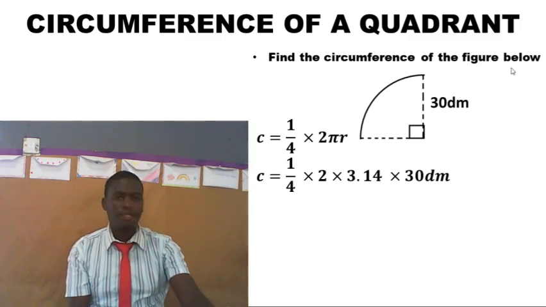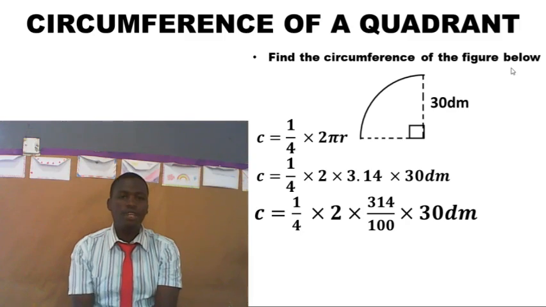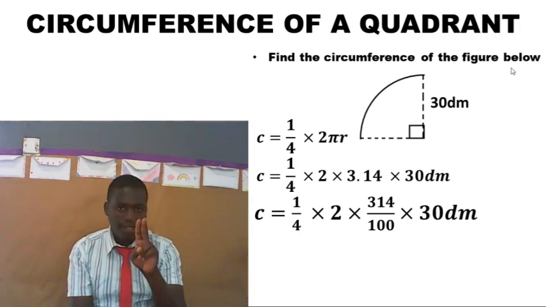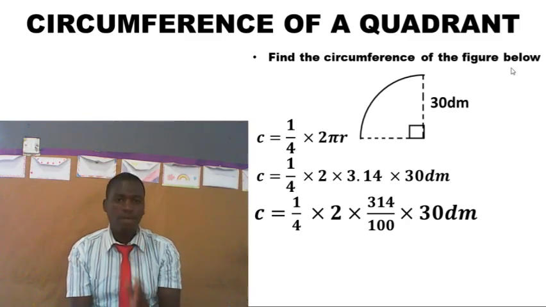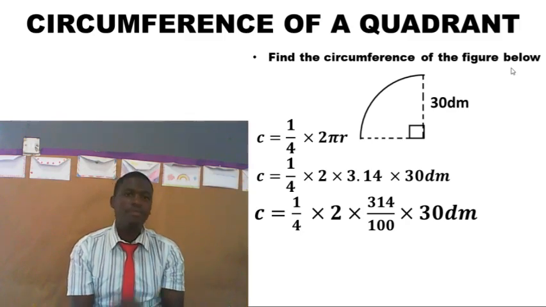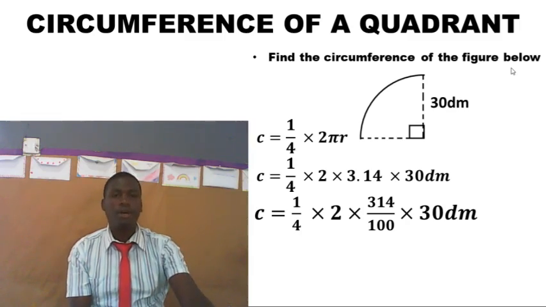Let's move to the next. Yes, to make our work simple, let's remove the decimal by expressing 3.14 as 314 out of 100. Why? Because we have 2 places of decimal. So we have a quarter times 2 times 314 out of 100 times 30 decimeters. Check the units very, very well. Let's simplify the work. Let's remove the fractions. We see what to do.